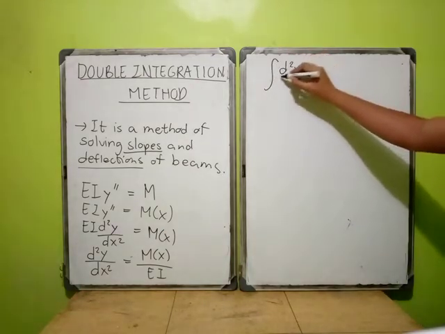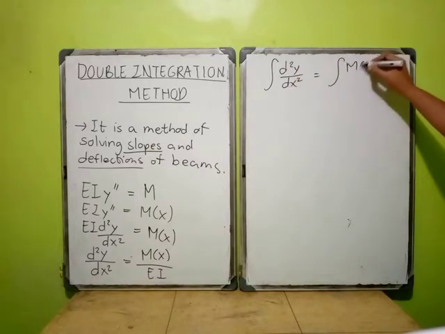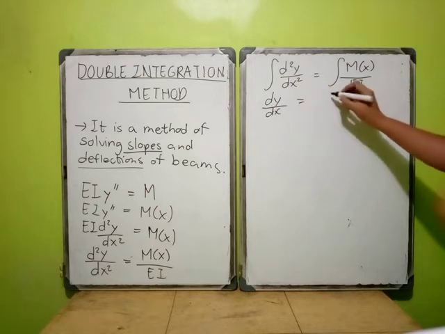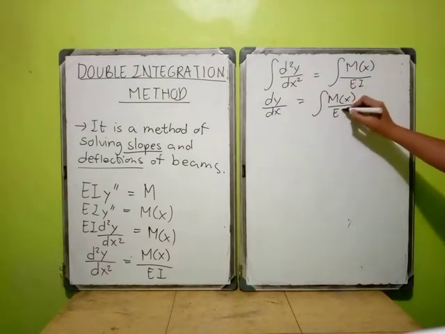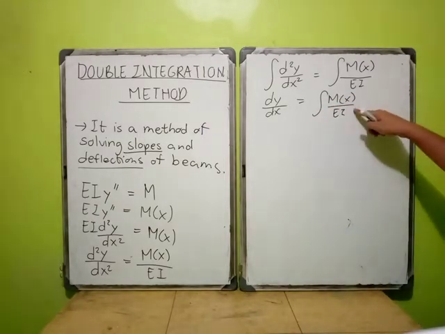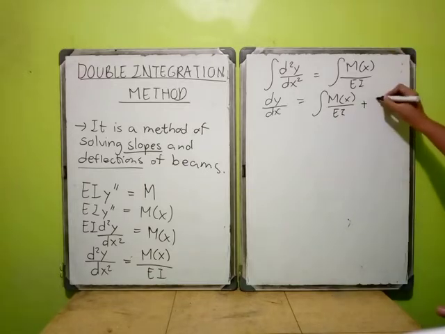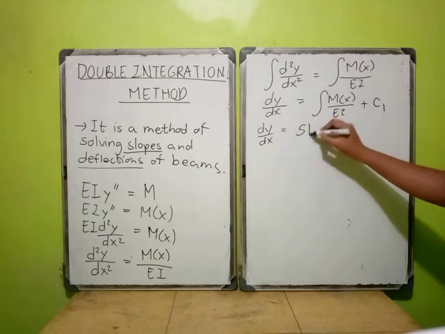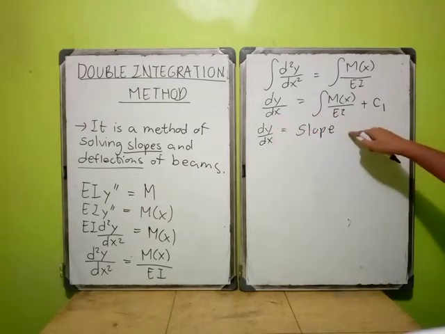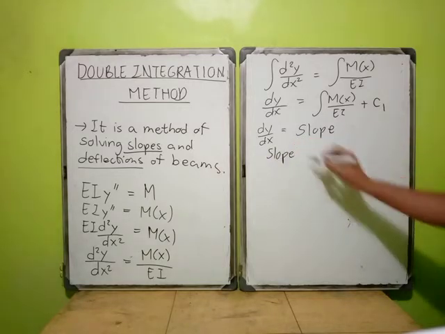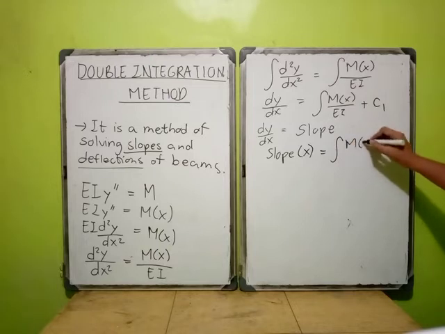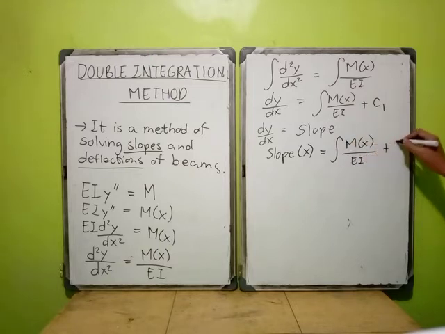In order to conserve space, this d squared y over dx squared, when we integrate it to the first degree, what we get is dy over dx, which becomes the integral of M of x, or the formula of moment for that specific beam, plus C1. So the dy over dx here is the slope. Therefore, your slope at any specific point x is equivalent to this one, where C1 is a constant.